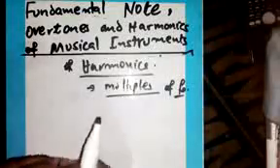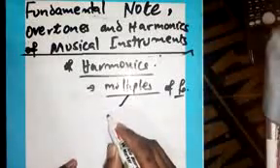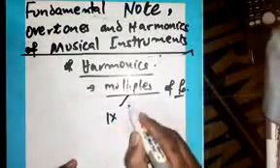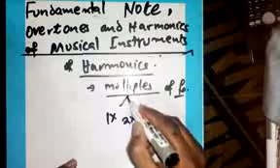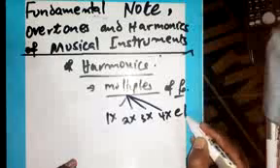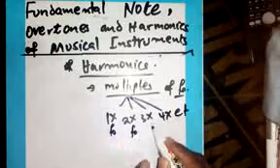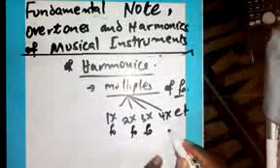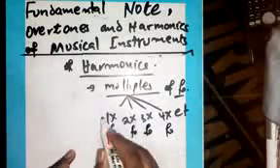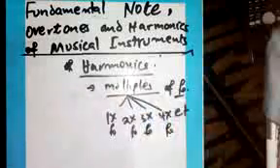There must be a multiple. I think you know multiples. That means it should be 1 times, 2 times, 3 times, 4 times, etc. 1 times what? Fundamental frequency. 2 times what? Fundamental frequency. 3 times what? Fundamental. 4 times what? Fundamental. Therefore, harmonics are the frequencies which are multiples of the fundamental frequency.